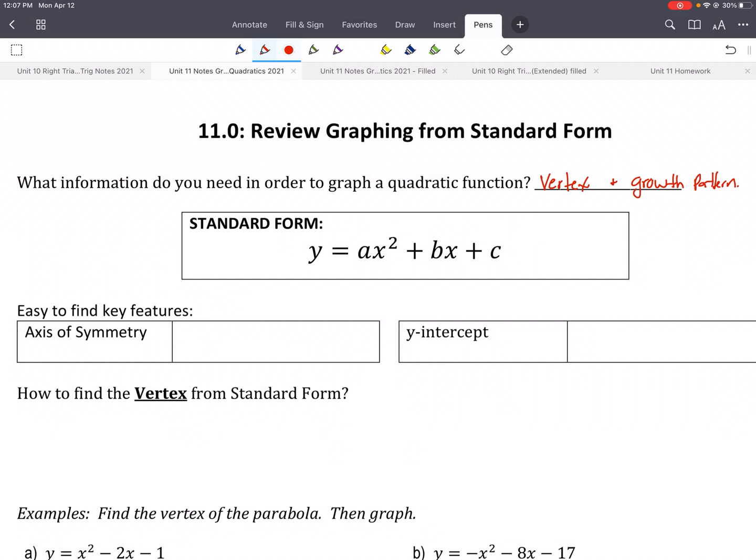We're going back to graphing quadratics. So today we're going to review a bit. Since you've been gone for a while, we're going to review graphing from standard form, and then we're going to learn how to graph from these other forms that we'll talk about in the future.